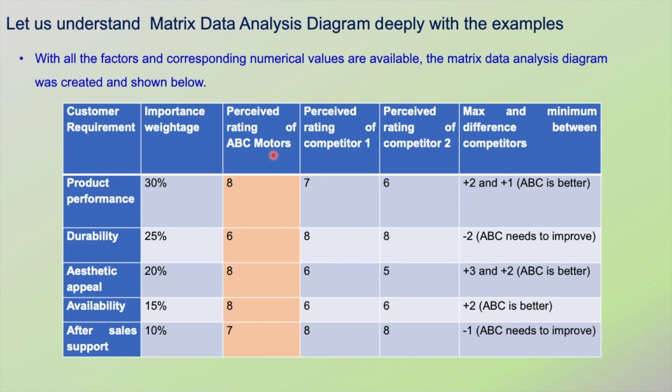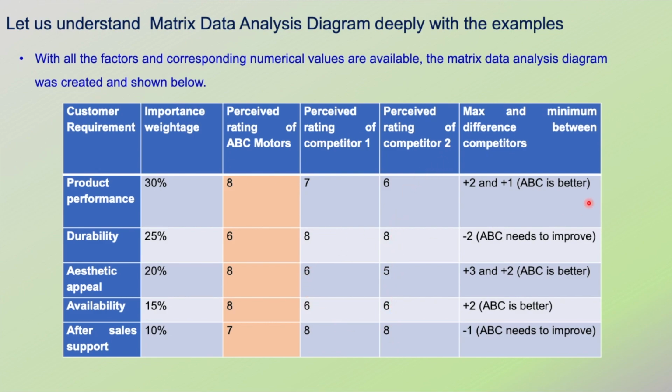How does ABC Motors, that company, perform? These are all the ratings: 8, 6, 8, 8, 7. How is the performance of competitor 1? These are all the values: 7, 8, 6, 6, 8. What about the other competitor, company 2? 6, 8, 5, 6, 8.